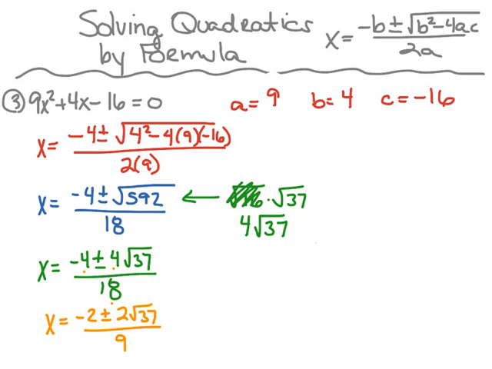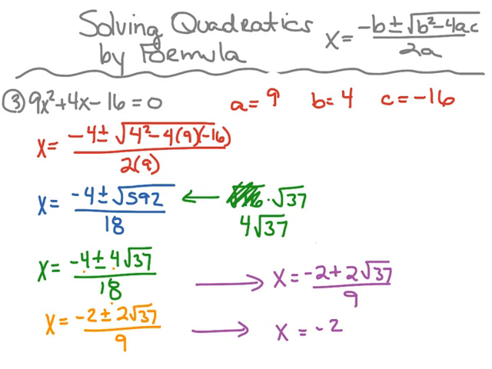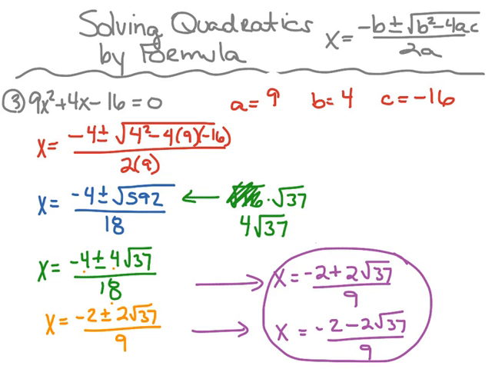But again, so that you can see the two solutions, we end up with x equals negative 2 plus 2 square root of 37 over 9. That's one of the solutions. And we also have x equals negative 2 minus 2 square root of 37 over 9. Therefore, these are my two solutions to this quadratic.